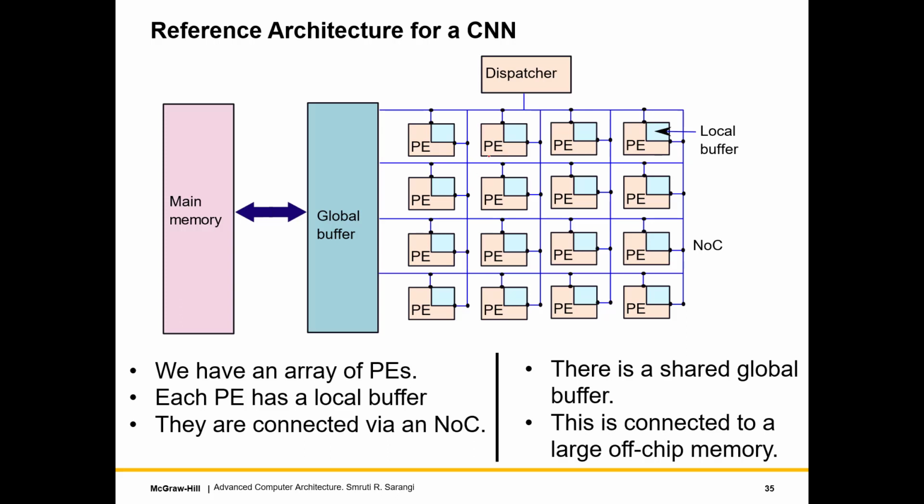They are connected with an NOC, so there are row-wise connections and column-wise connections. You could have flexible connections also, in the sense you could have dedicated connections between these two. It doesn't matter. Each processing element is nothing more than a glorified ALU with a little bit of local buffer space. And then, of course, the NOC is connected to a global buffer. Think of this as the L1 cache and this as the L2 cache. And then it is connected to main memory on the memory side.